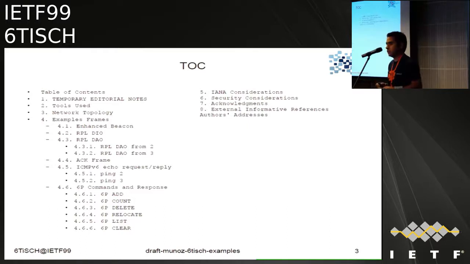Here's the table of contents of this document. Here we see all the examples of the frames of 6TiSCH. We have enhanced beacons, RPL DAO and DIO, acknowledge frames, ICMPv6 echo request and reply, and all the CoAP commands.